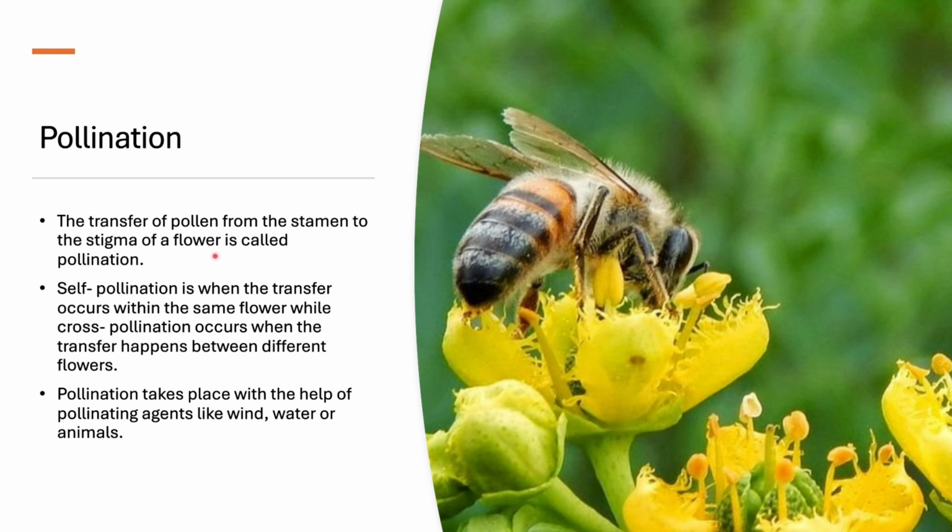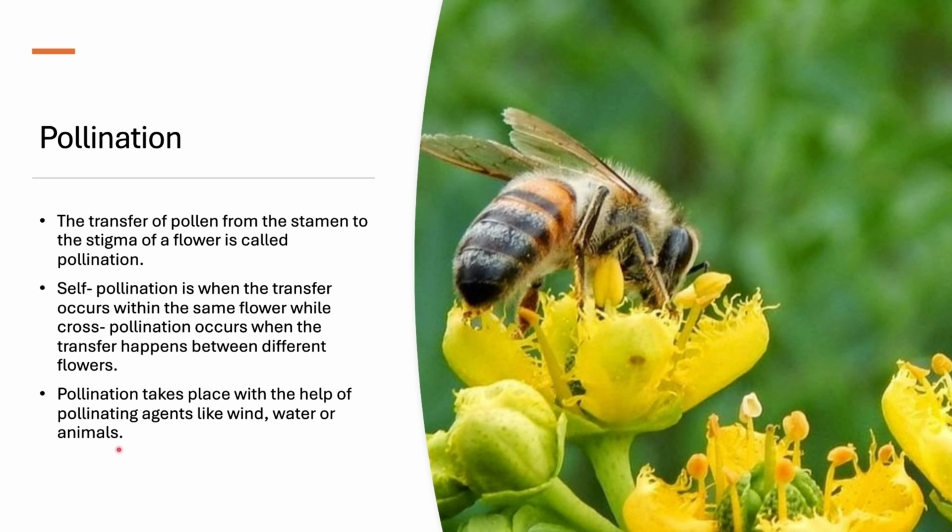Okay, it can happen within the same flower, or it can happen to any flower within the same plant. Or it can be cross-pollination, where the transfer happens between two flowers of the same species, but they are located in two different plants. This is called as cross-pollination. Obviously, for this pollination to occur, there should be some pollinating agents. So agents are nothing but the substances that help in pollination to take place. They can be things like wind, water, or animals.